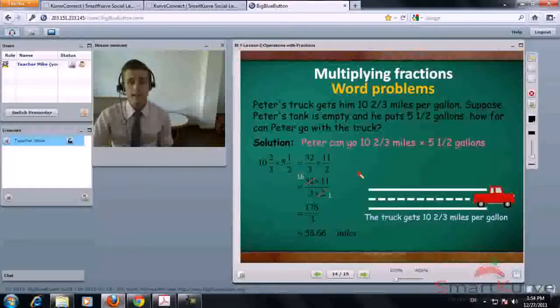Peter's truck gets 10 2/3 miles per gallon. Suppose Peter's tank is empty and he puts in 5.5 gallons. How far can Peter go with the truck? Solution. Peter can go 10 2/3 miles per gallon. So for 1 gallon, he can go 10 2/3 miles. He puts in 5.5 gallons. How far can he go?